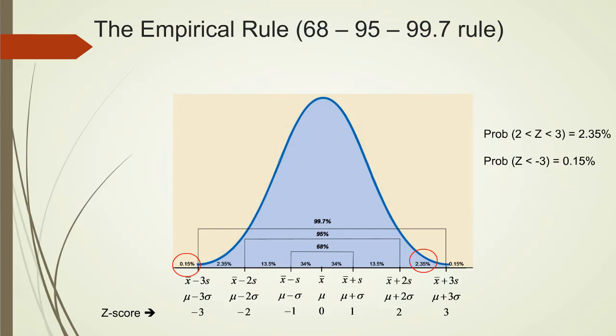On this bell curve, besides labeling all those three numbers that appear in the empirical rule, I've also provided other probabilities that are calculated using the empirical rule. For example, the probability between two standard deviations and three standard deviations above the mean is 2.35%, and the probability of having a z-score of less than -3 is 0.15%.